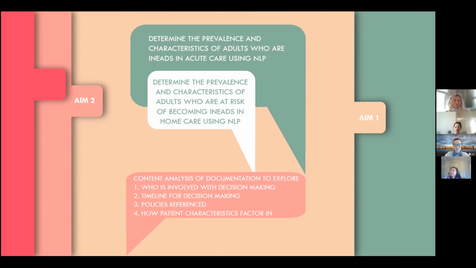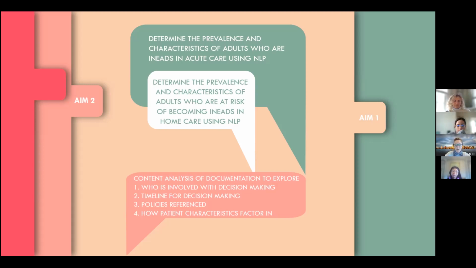But I did just want to mention that we have several other aims that we are in the process of working on. And hopefully, in the future, we'll have an opportunity to present those as well once we have some findings. So the other pieces of aim 1 are to determine the prevalence and characteristics of adults who are at risk of becoming in need. And we're going to be doing that again using natural language processing, but looking in a set of home care notes from the Visiting Nurse Service of New York.